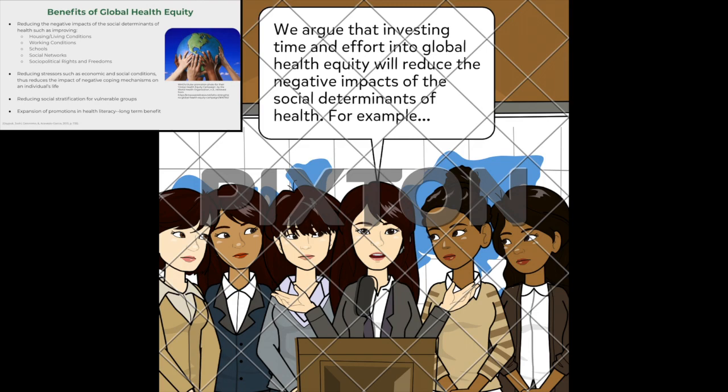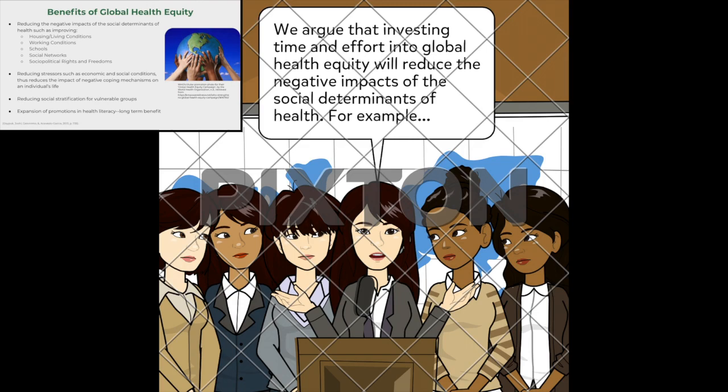We argue that investing time and effort in global health equity will reduce the negative impacts of the social determinants of health, like better housing, living, and working conditions, safer schools, improvements in social networks, and the inclusion of political rights and freedoms when policymakers discuss legislation. Global health equity will in turn provide more opportunities to obtain and maintain good health and avoid illness.